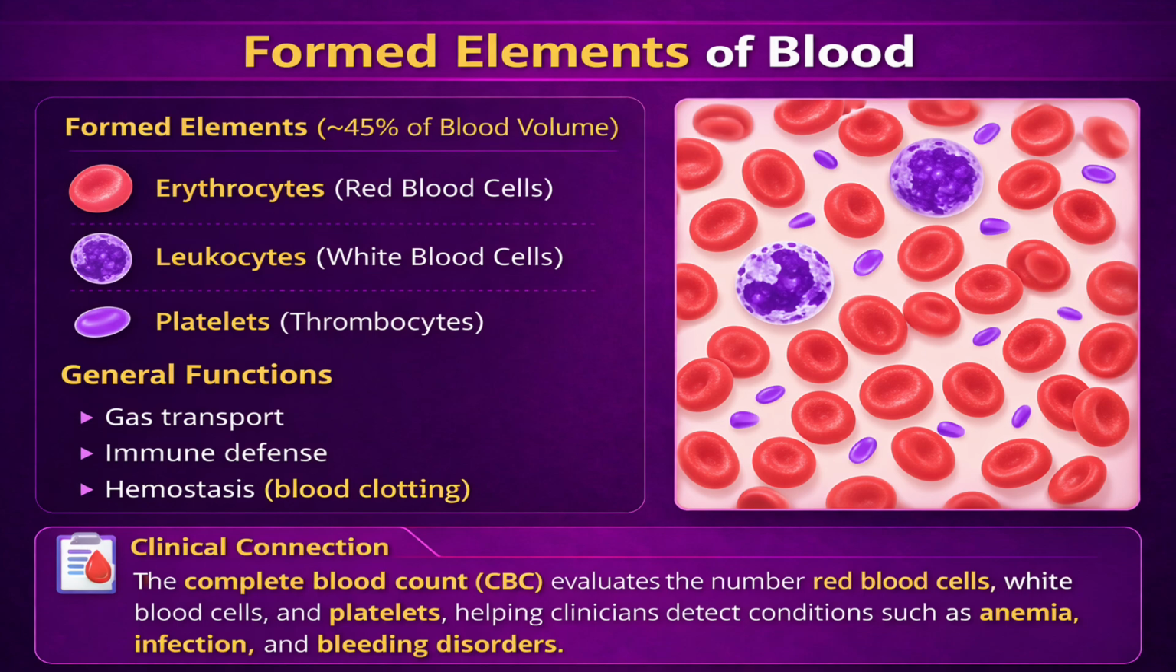Understanding these formed elements provides the foundation for interpreting many common laboratory tests, particularly the complete blood count, or CBC, which evaluates the cellular composition of blood. The complete blood count evaluates the number of red blood cells, white blood cells, and platelets, helping clinicians detect conditions such as anemia, infection, and bleeding disorders.